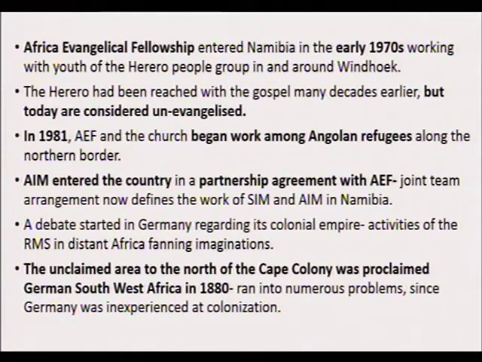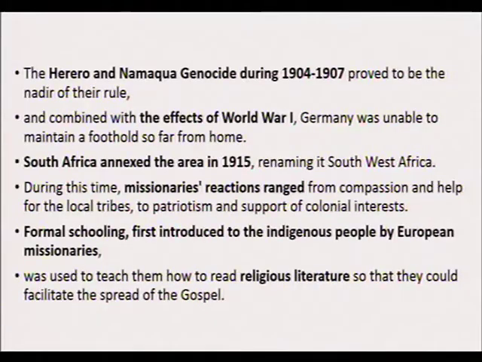The unclaimed area to the north of the Cape Colony was proclaimed German Southwest Africa in 1880, but they then started to run into various problems since Germany was inexperienced at colonization. The Herero and the Namakwa genocide during 1904 to 1907 proved to be the nadir, or the lowest point, of their rule, and that combined with the effects of World War I caused that Germany was unable to maintain a foothold so far from home.